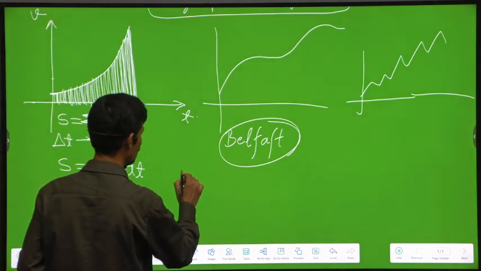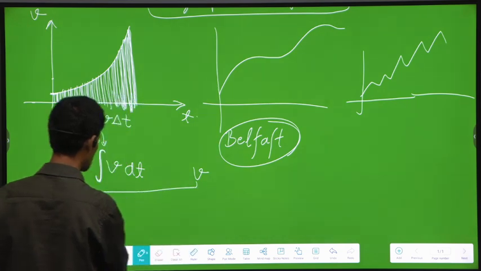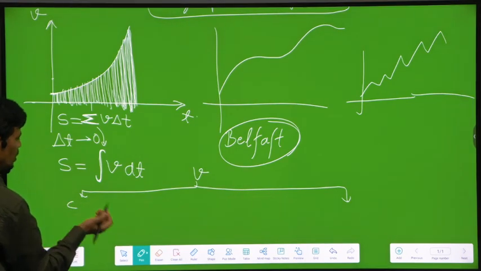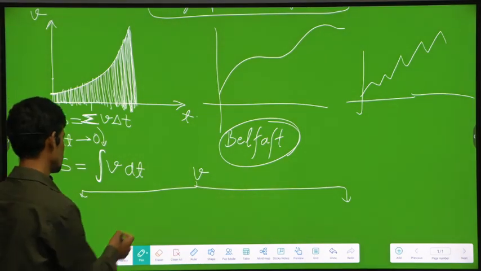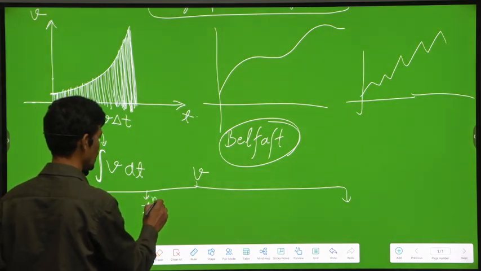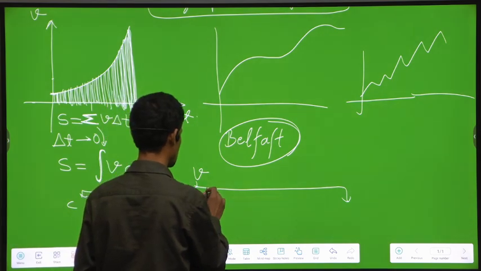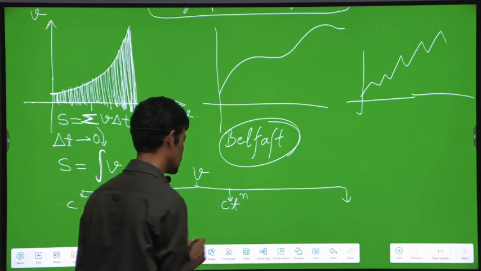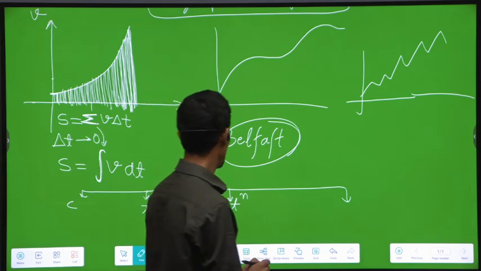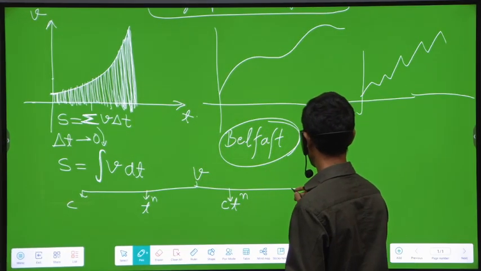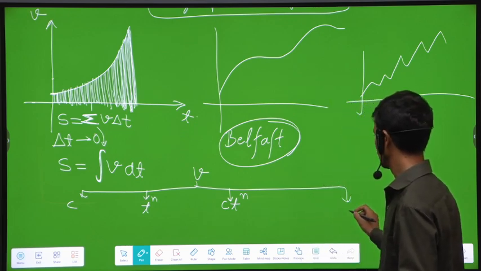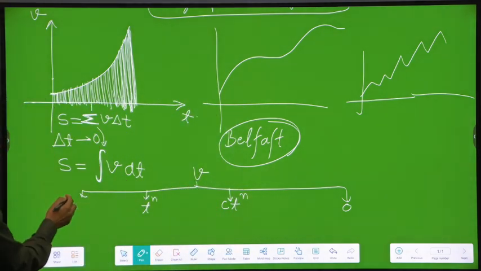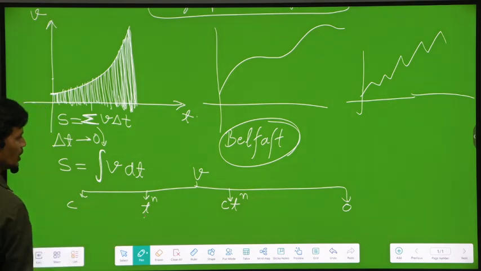If this v depends upon t as a constant, if it is not depending upon t, depends upon t as t to the power n, depends upon t as some constant multiplied by t to the power n, or even zero, then how will integration go? So let me start from here.